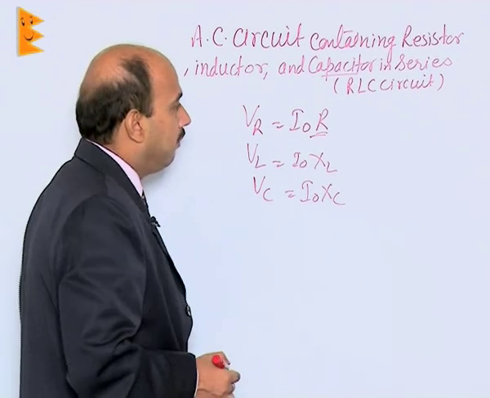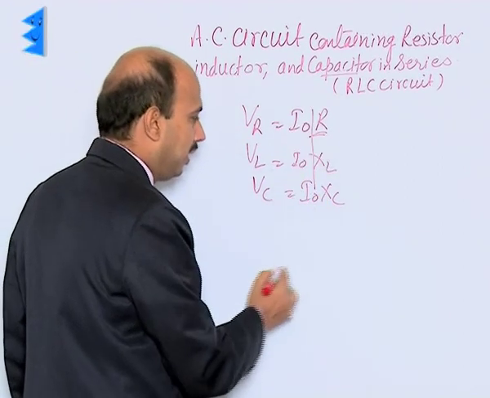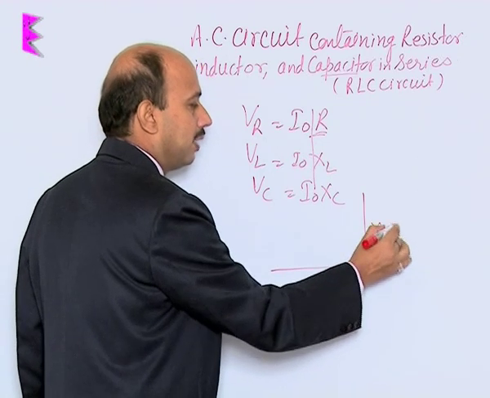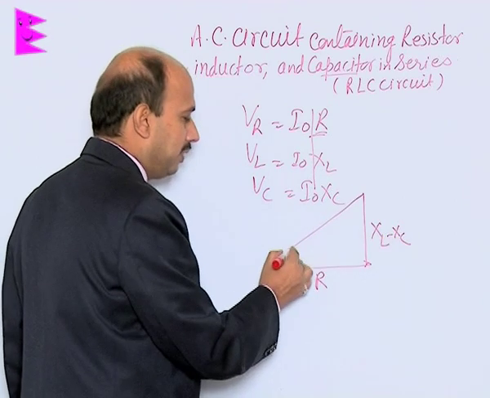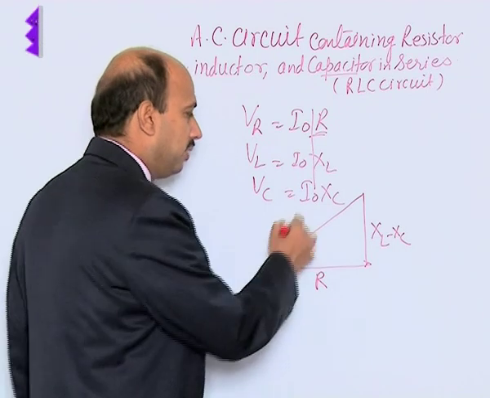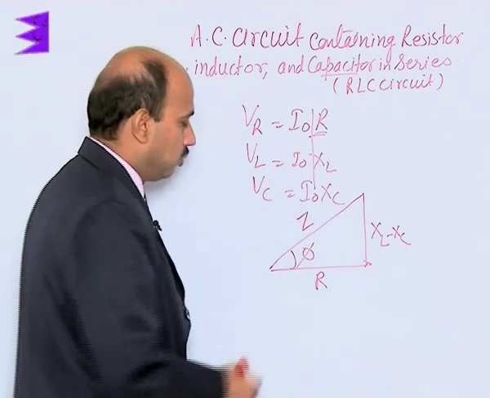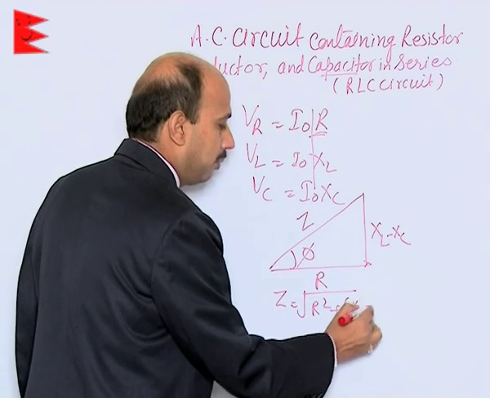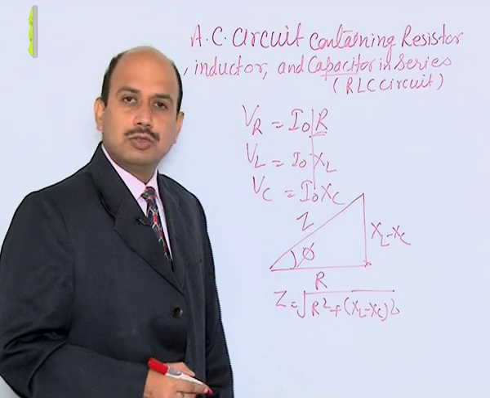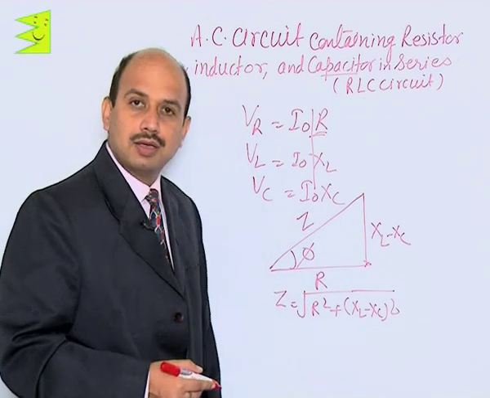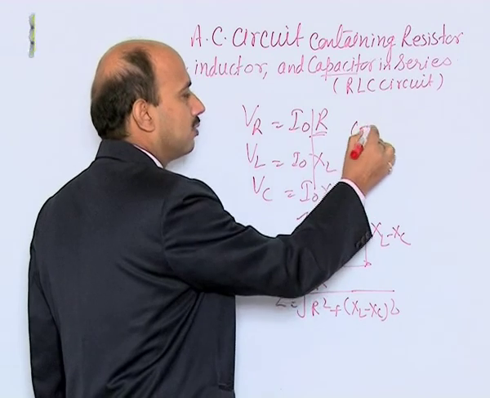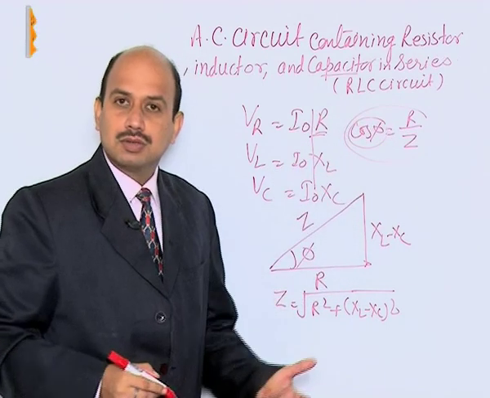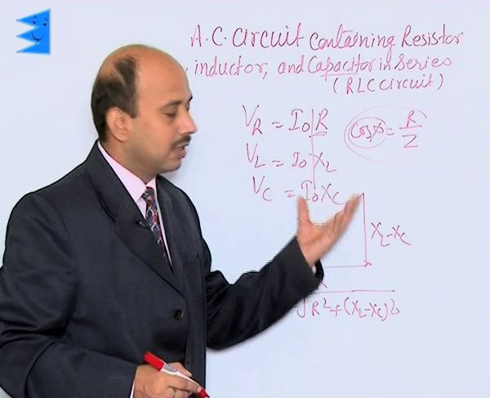Now, if we put all these resistances in a circuit, suppose this side is R, and this side we take XL minus XC, and I am representing everything in a triangle, this is phi. This side is representing Z. So, we can write Z is equal to under root of R square plus XL minus XC whole square. This triangle is actually known as the impedance triangle, and here we can write cos phi is equal to R by Z, and this cos phi is known as the power factor. So, this is about the impedance triangle and the power factor.